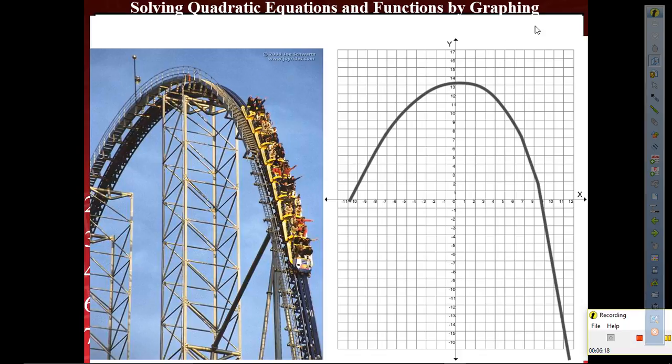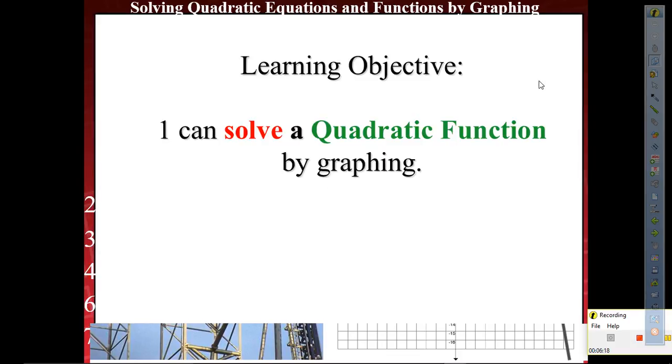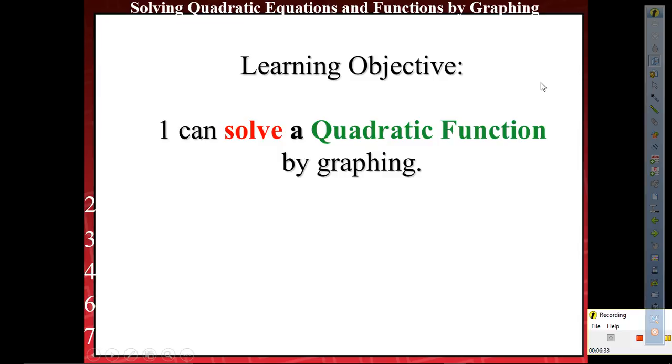With that said, open up your packet to the Cornell note that I included in there. Our objective for today: I can solve a quadratic function by graphing. Let's read together. 1, 2, 3. I can solve a quadratic function by graphing. Copy that, please, at the bottom left.